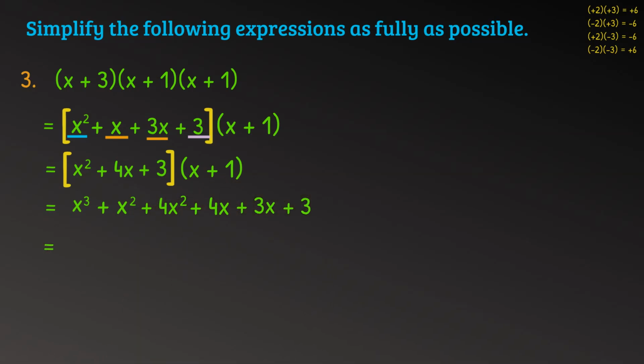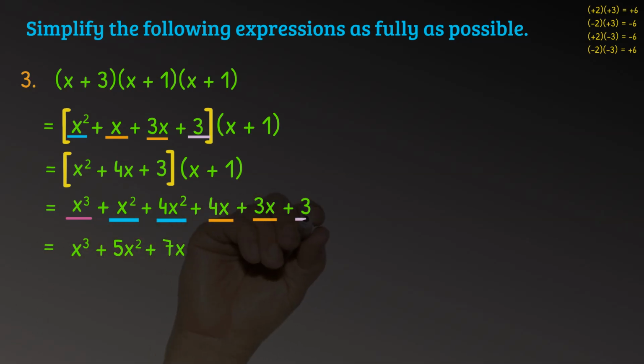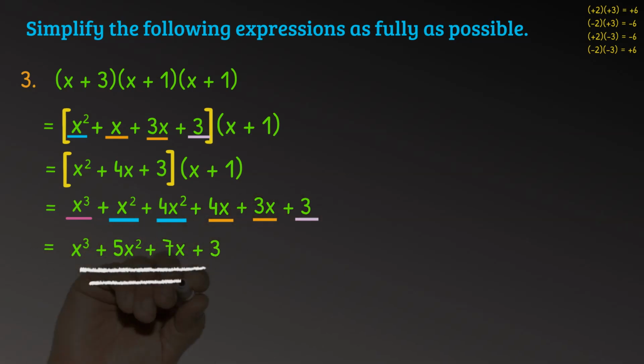Then we can combine all the similar terms together. There's only one term that has x cubed in it, but there are two terms that contain x squared, so that becomes 5x squared. There are two terms that contain x, so that becomes plus 7x. And there's only one term that is a constant.